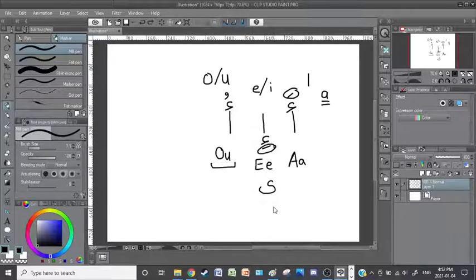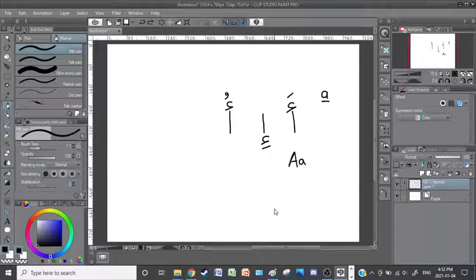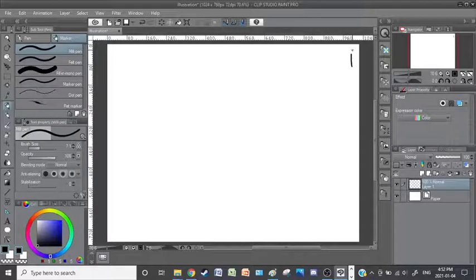So let us delete all of this. Bye bye. So we will write alif, fatha, alif, kasra, alif, dhamma. And we will repeat this pattern for all the other letters.